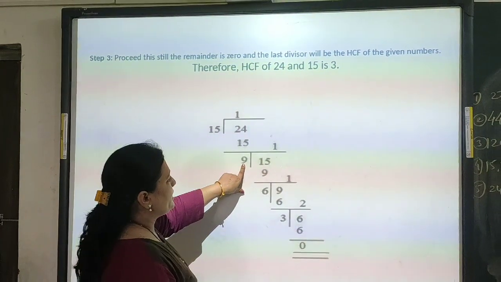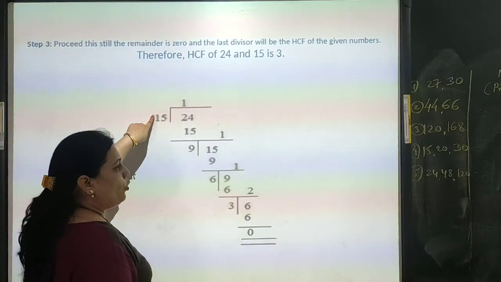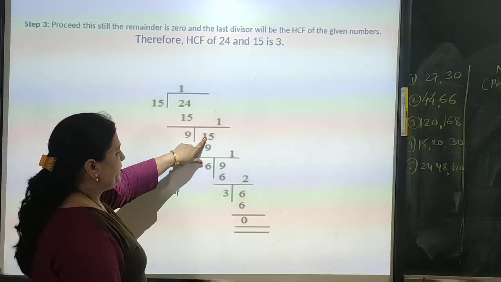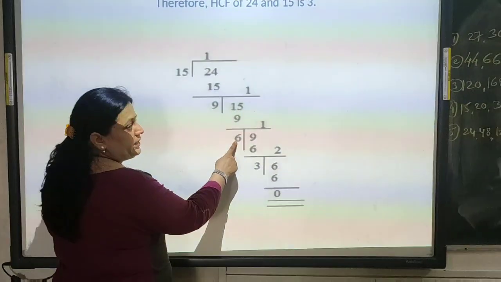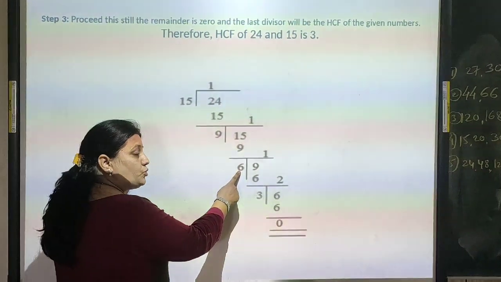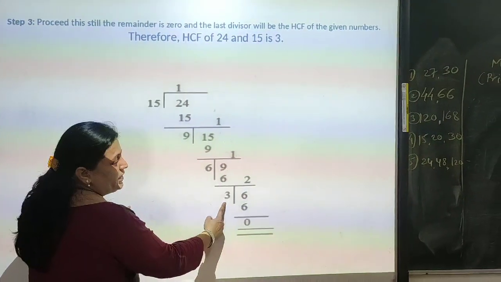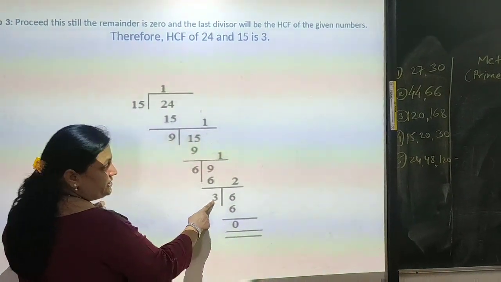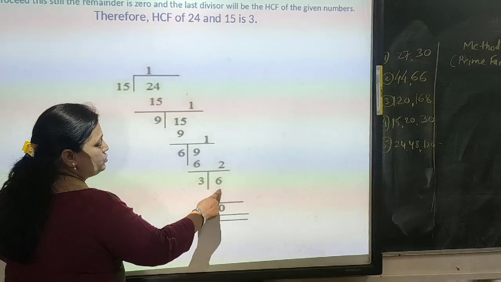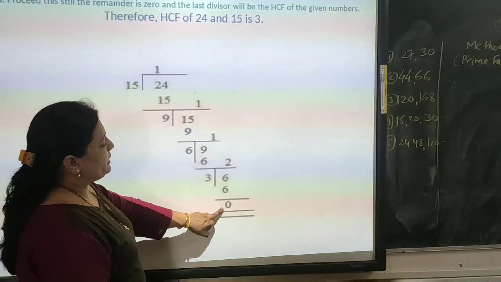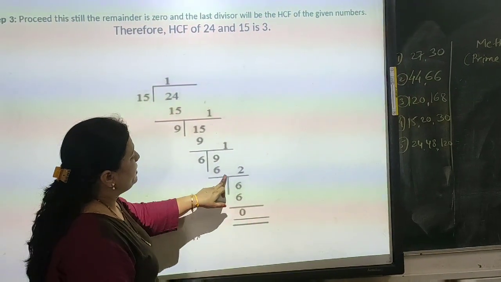15 ones are 15. So remainder is 9. So this remainder will become our new divisor, and the old divisor will become our new dividend. So 9 ones are 9. 15 minus 9 is 6. Again here 6 is the remainder. So this remainder will become the new divisor and the old divisor will become the new dividend. So 6 ones are 6. 3 remain. Now again 3 is the remainder, it will become the new divisor, and the old divisor will become the new dividend. So 3 twos are 6. So until we get remainder 0, we have to continue with the division. And our last divisor will be our HCF.